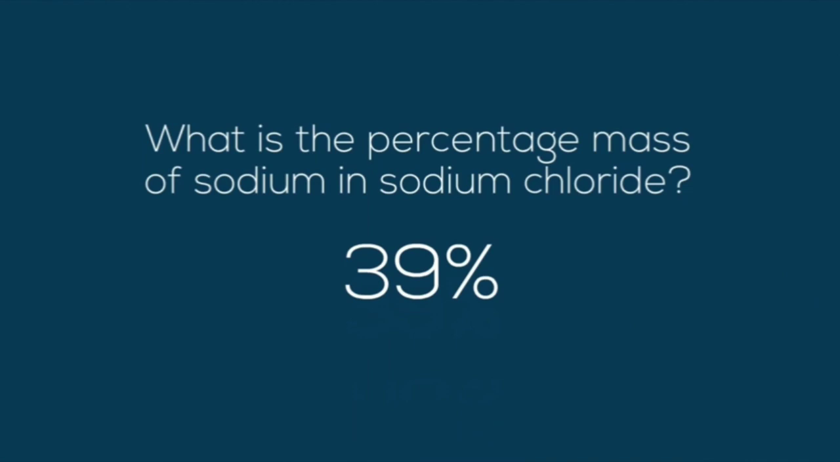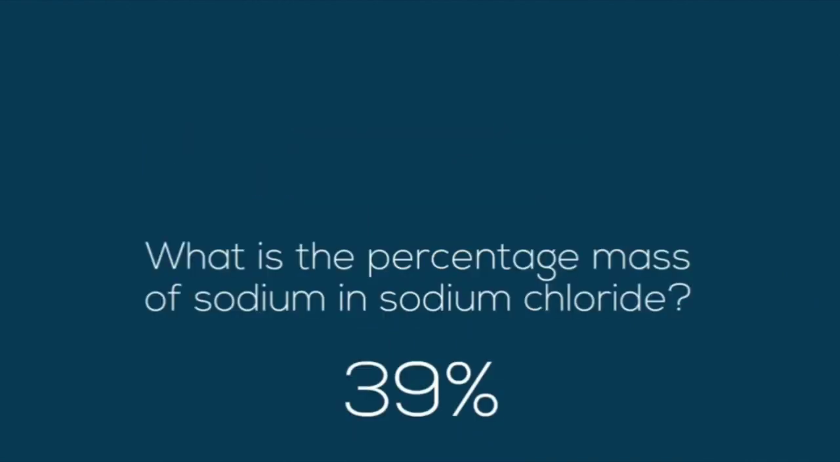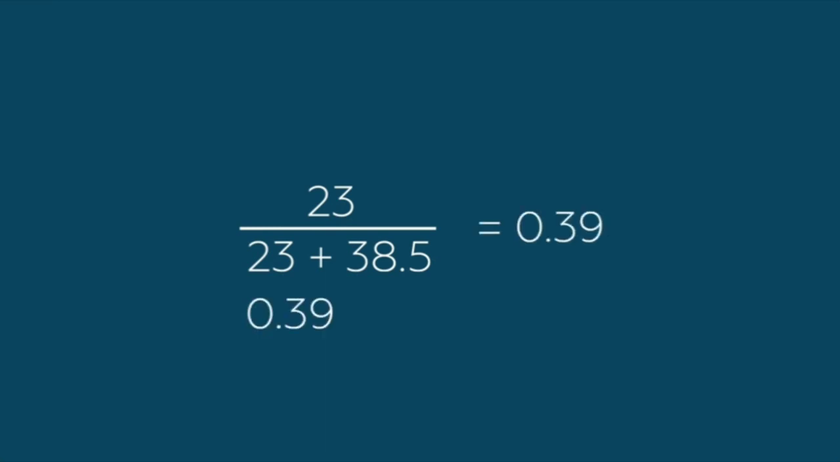Sodium makes 39% of the mass. We get that number by dividing 23 by the sum of 23 and 35.5, giving us 0.39, which we multiply by 100.